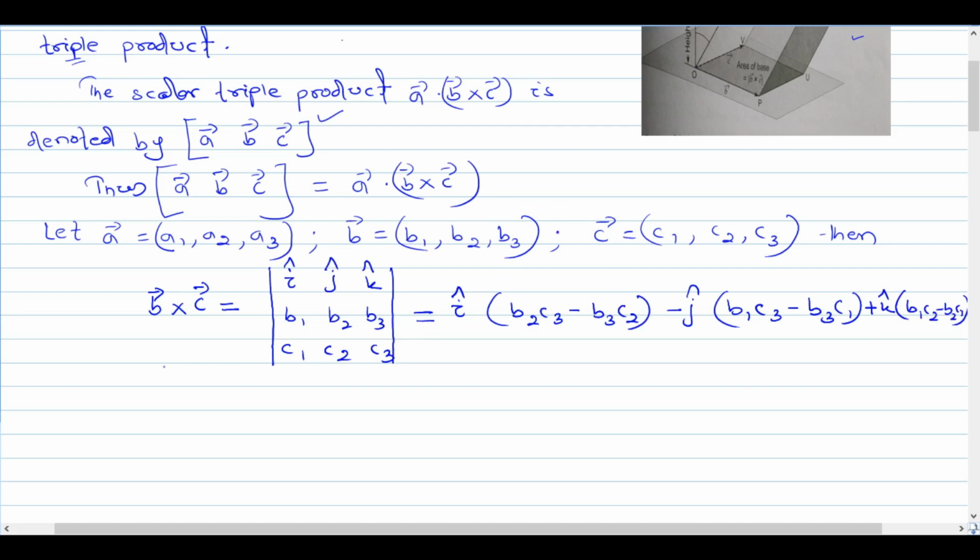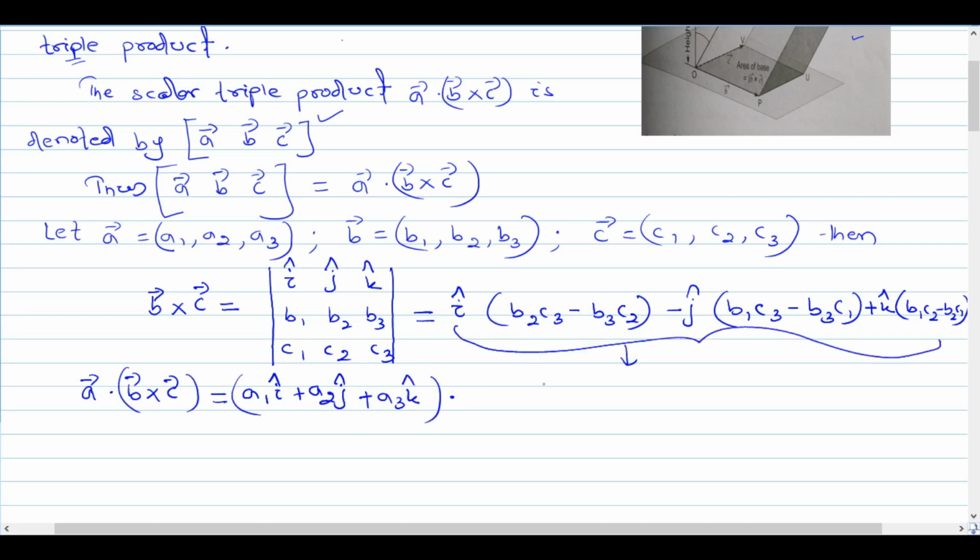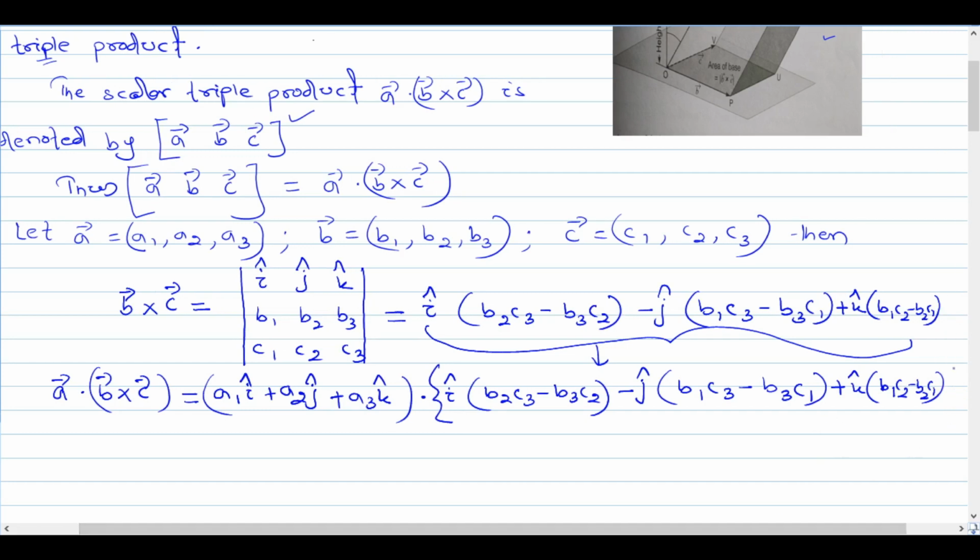Now we have to find A vector dot B vector cross C vector. This is nothing but A1 i cap plus A2 j cap plus A3 k cap whole dot into i cap whole into B2 C3 minus B3 C2, minus j cap whole into B1 C3 minus B3 C1, plus k cap whole into B1 C2 minus B2 C1. And this is the scalar product.